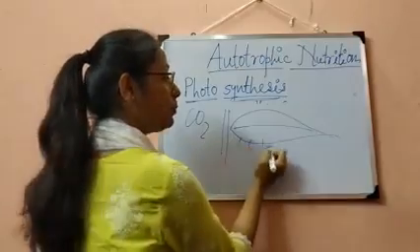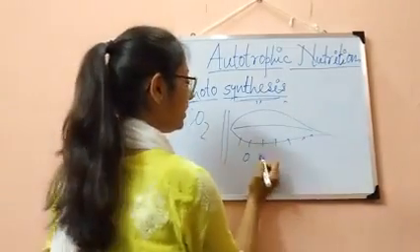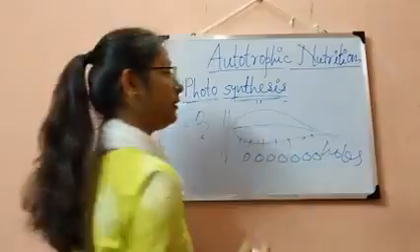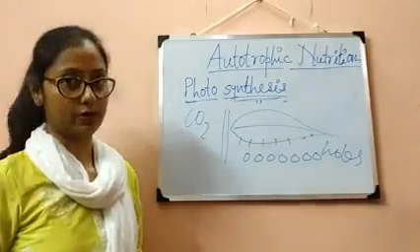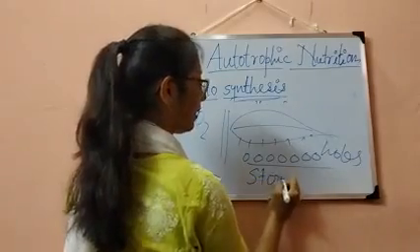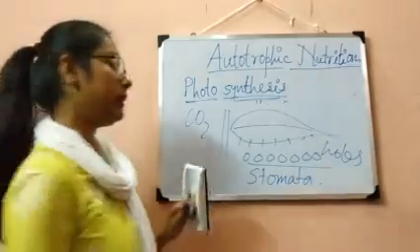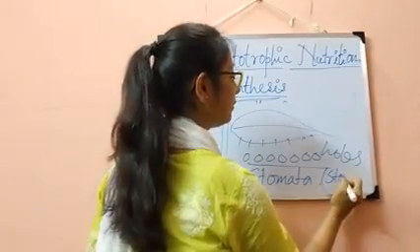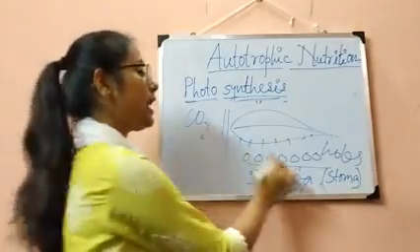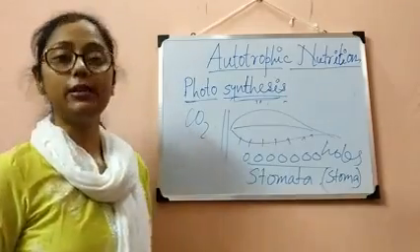In the lower portion of the leaves, there are lots of pores or holes. Just like this kind of holes are present in the lower portion of the plant leaves. Okay, these holes are called stomata. Stomata is a plural term. In case of singular, it should be stoma. Okay.